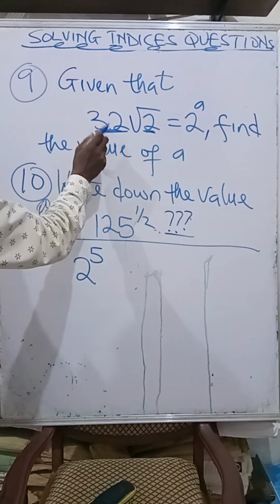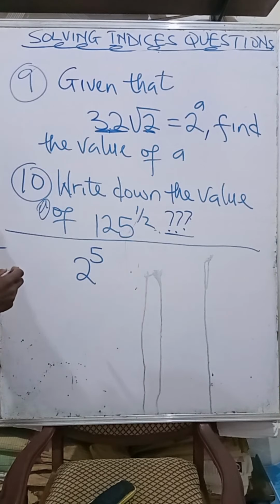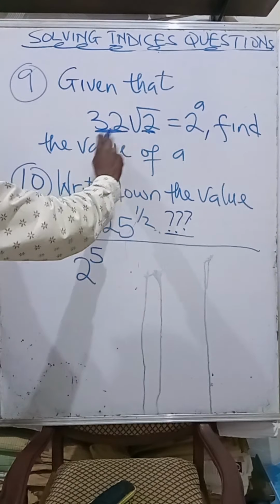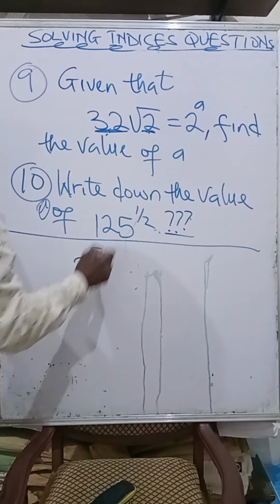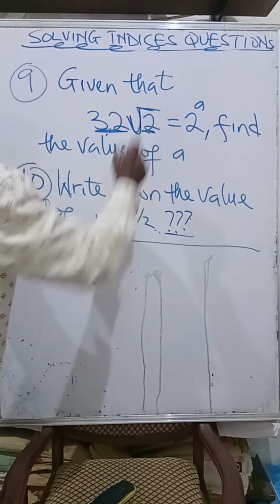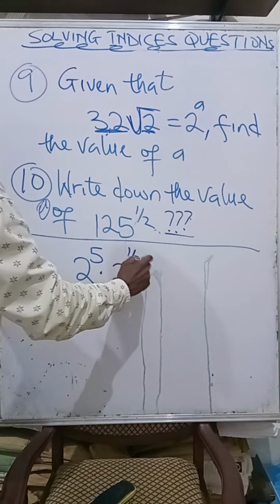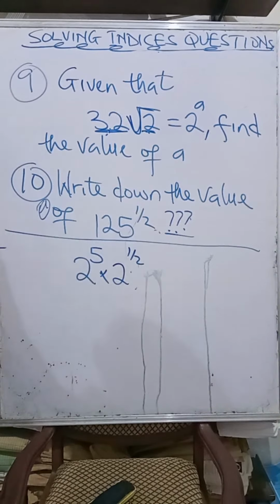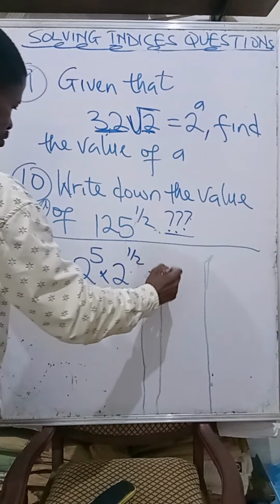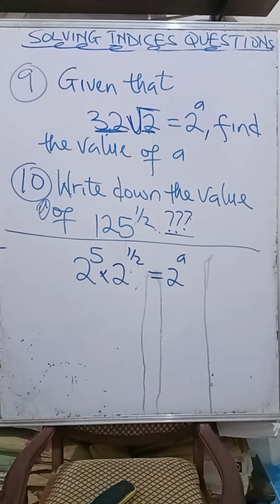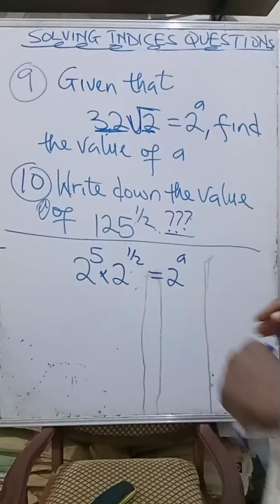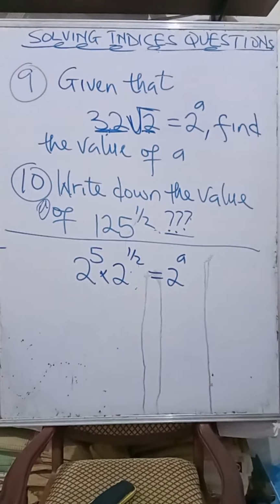So you need to express this 32 in the form of 2, so they can conform to each other, and then you can apply the rules of indices. So can you remove this square root? That's 2 to the power half. This is times, equal to what? Equal to 2 to the power a. So we have expressed everything to base 2.